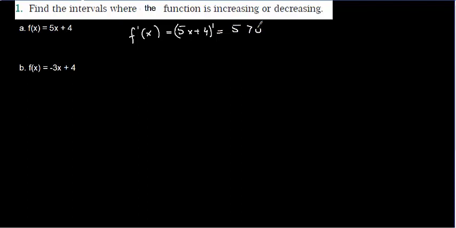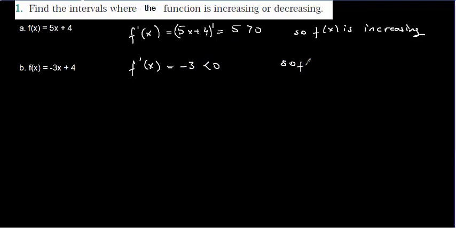And this number is greater than 0, so f(x) is an increasing function. And the second one, f'(x) is equal to minus 3, directly, since the derivative of minus 3x plus 4 is equal to minus 3. And minus 3 is less than 0, so f(x) is a decreasing function.